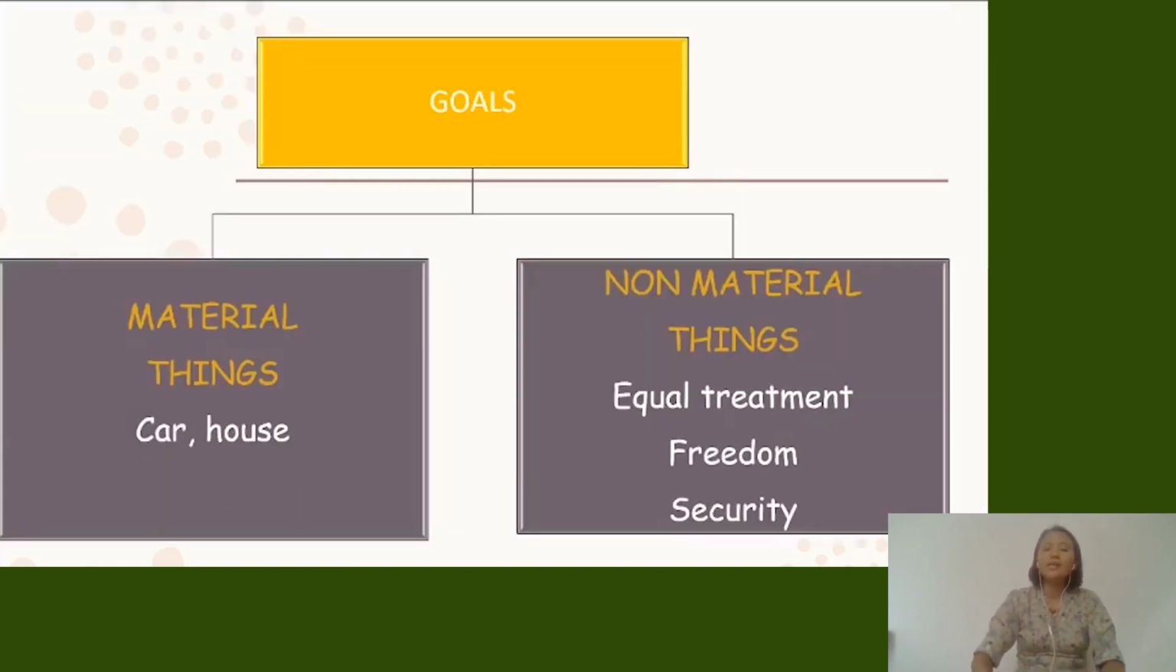Okay. Now the next topic is development goals. So development goals are divided into two, that is material things and non-material things. Material things are those development goals which are related with money, which can be bought with the help of money. These are car, house, right?